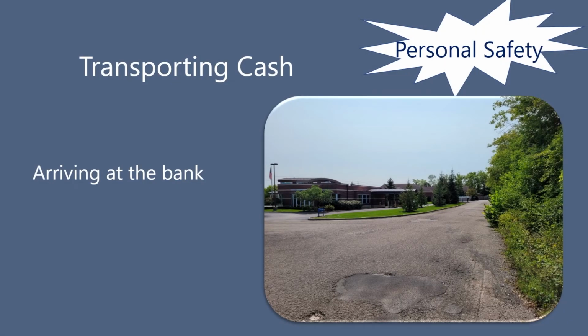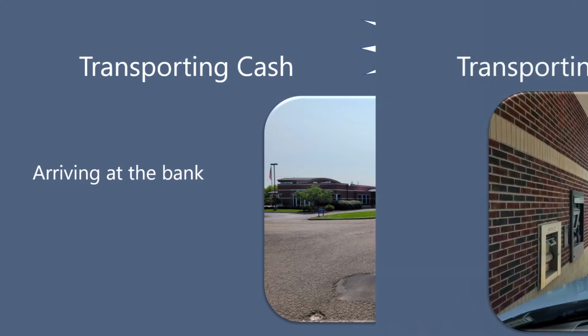When you arrive at the bank, this is the Day Air Credit Union on Dayton-Lebanon Pike at the south end of Centerville, take the time to look around. In this photograph, the financial institution's obviously on the left side of the screen there. This big brush line along the side of the driveway here, those are opportunities or locations that somebody could potentially hide and try to rob you if you're transporting that cash.